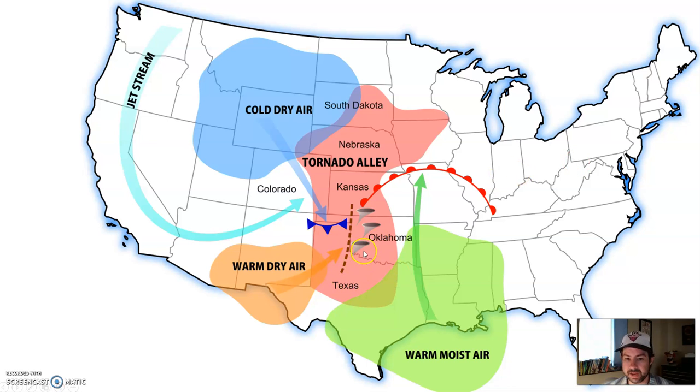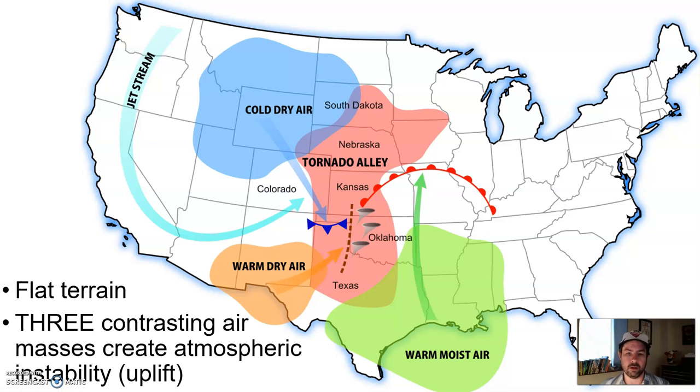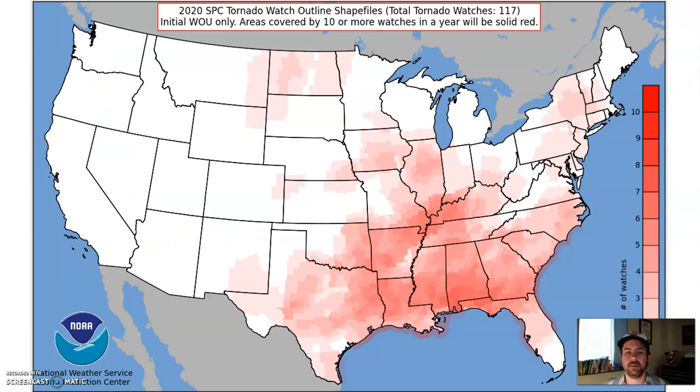What also aids in tornado generation in these areas is that the terrain is very, very flat, which helps with the wind. And then all of these three contrasting air masses create atmospheric instability and uplift. Warm, moist air, cold, dry air, warm, dry air, all this stuff is mixing. Big thunderstorms, which could spawn tornadoes.